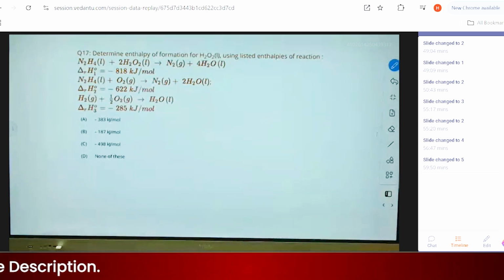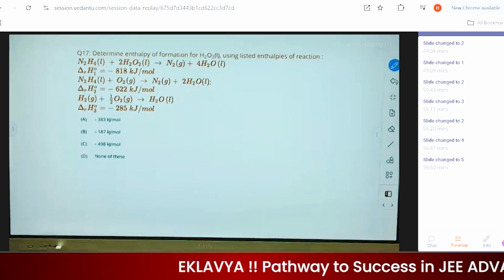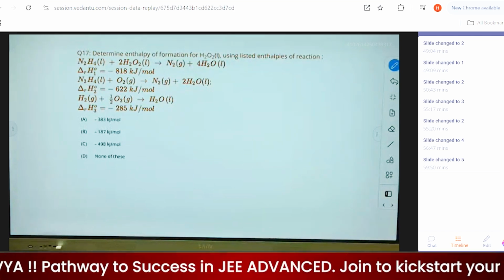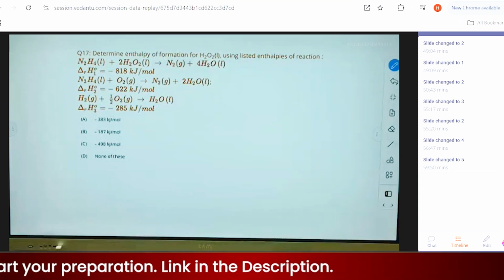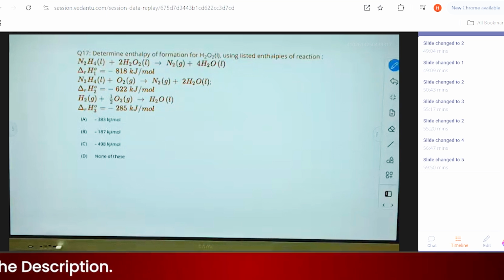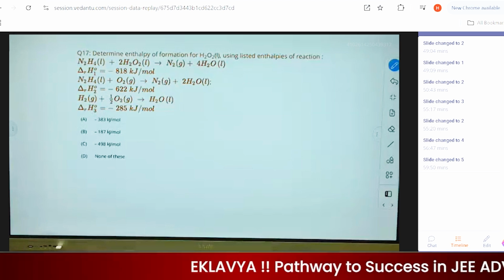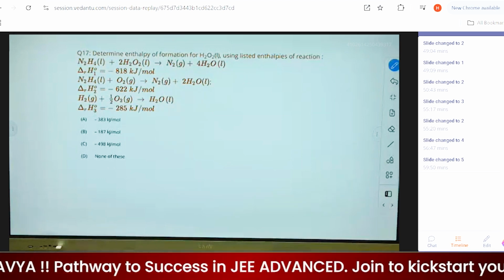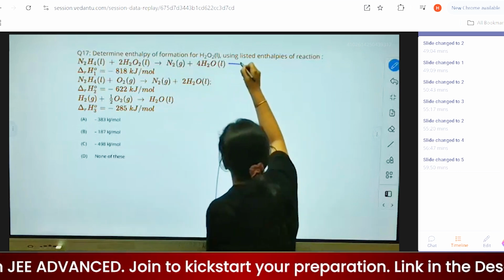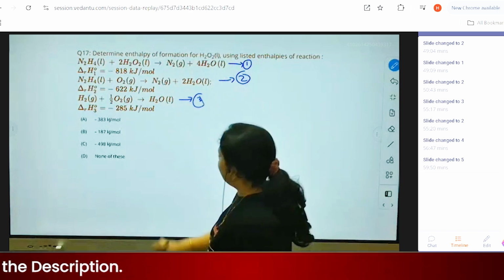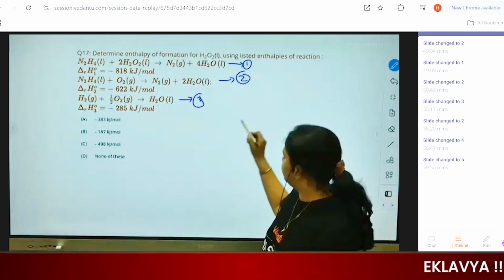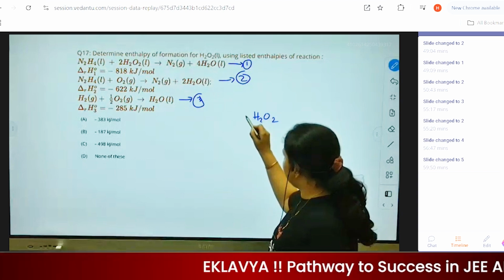See this: determine the enthalpy of formation for hydrogen peroxide using the listed enthalpies of reaction. They have given a few reactions, and delta H1, H2, H3 have been given, and for the target equation we have to find the delta H value by making use of the other equations. So let me write this as equation 1, this as equation 2, and this as equation 3. And what is the target equation? Formation of H2O2. So H2O2, I will write it as 1 mole.